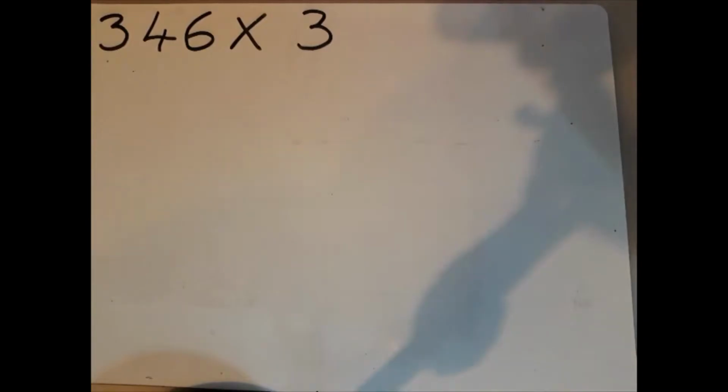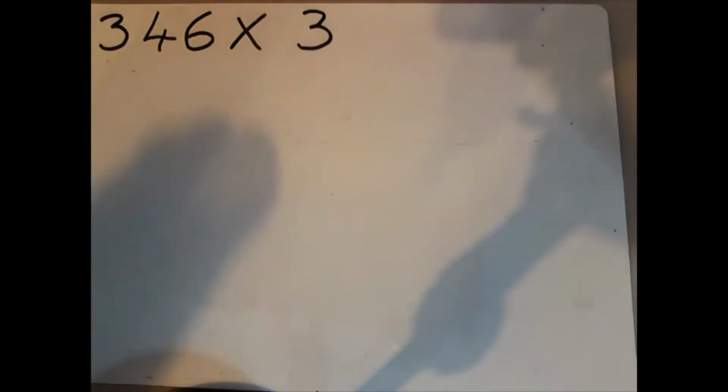Alright, so we're going to be looking today at how to multiply a 3-digit number, that's hundreds, tens and ones, by a single digit number. The number we're going to multiply today to start off with is 346. Now I want to think about what that 346 is.